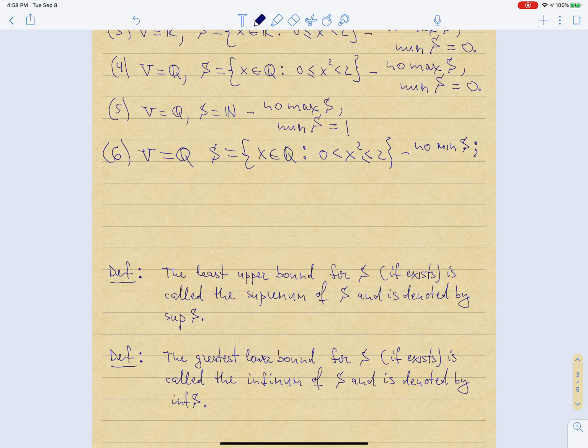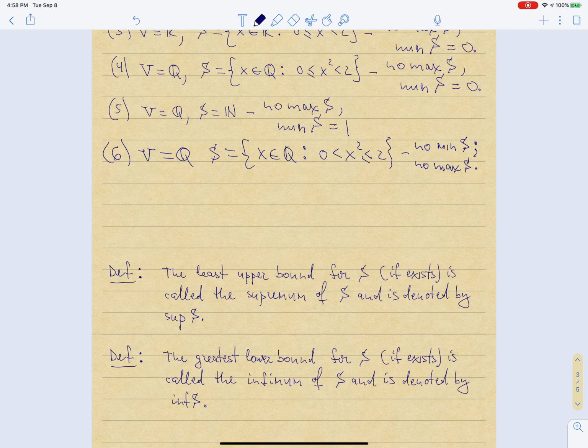Well, and now what about the maximum? So the maximum of S would be square root of 2, but clearly square root of 2 is not available in Q, so no max of S either. Right, so in this case, S does not have either a minimum or a maximum, even though we defined this as x squared less or equal than 2, but including equality is meaningless because x squared cannot be equal to 2.